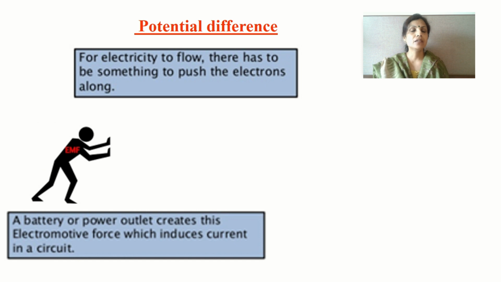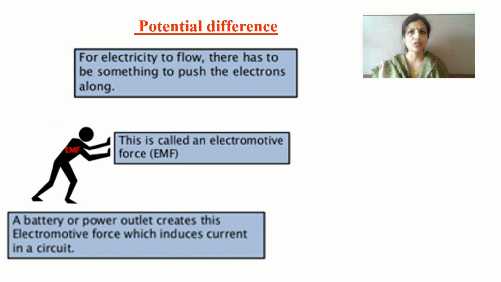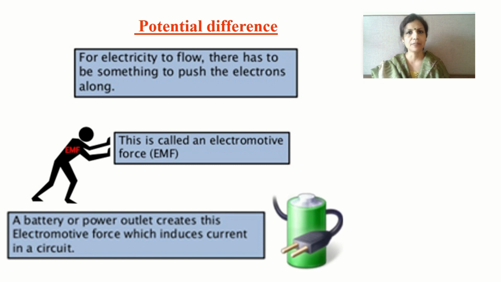We need to apply a certain force on the electrons so that they will set themselves into motion and flow in one particular direction. This force is called an electromotive force, and the device which provides this electromotive force to the electrons is a cell or a battery. So the main purpose of a battery in an electrical conductor is to give force to the electrons so that they will flow continuously in the conductor and carry current.